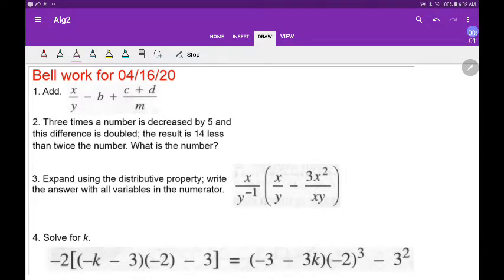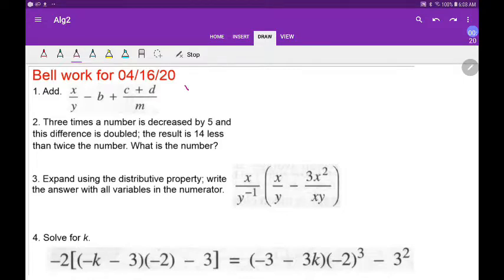So the bell work for April 16th. We're going to add, which means we need common denominators. And if you see the denominators, we have y and m. So our common denominator is y times m. This is what we do when we have letters.